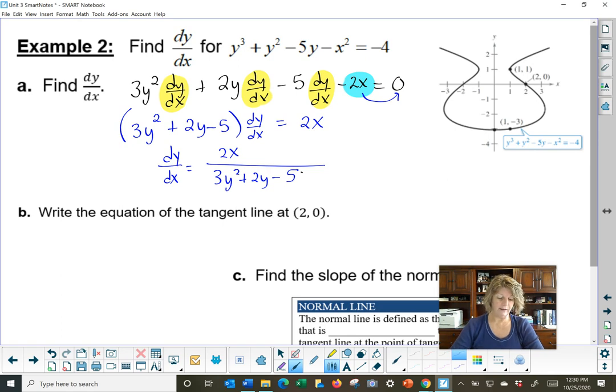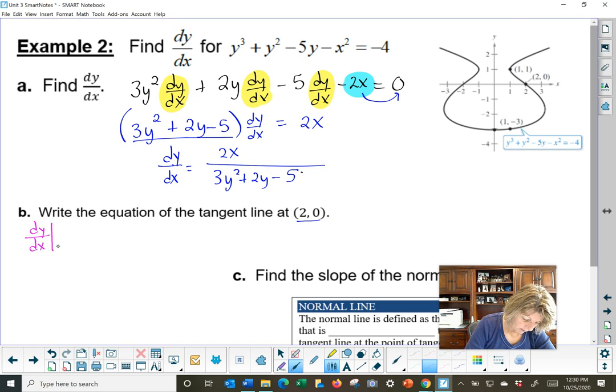So I solved for dy/dx, which is like solving for a variable. And that caused me to divide by this entire factor on the left. Part B says write the equation of the tangent line at the point (2, 0). So now I need to evaluate my derivative to get the slope so I can write the equation of the tangent line. Let's take dy/dx and evaluate it at the location (2, 0).